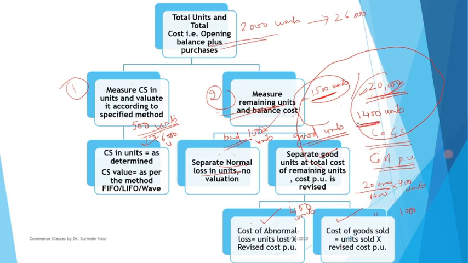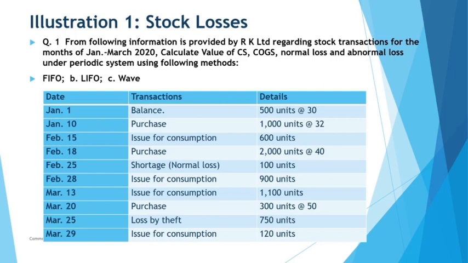Now this is the cost per unit for the good units. So when you have calculated cost per unit, if you are selling all these units, we'll multiply this with the number of units sold to get cost of goods sold. If some units are lost due to abnormal reasons, then again abnormal loss will be calculated. Just consider this with one example. Now suppose this is our question.